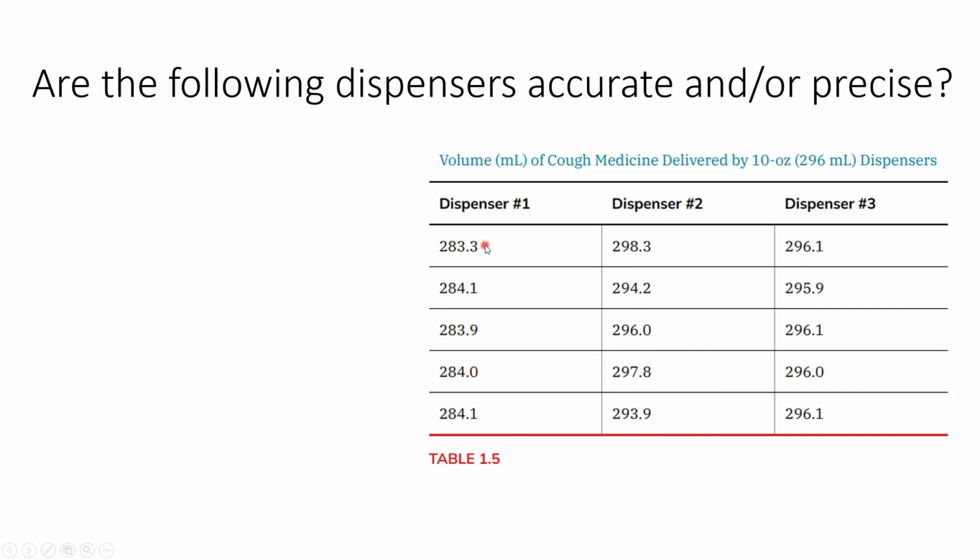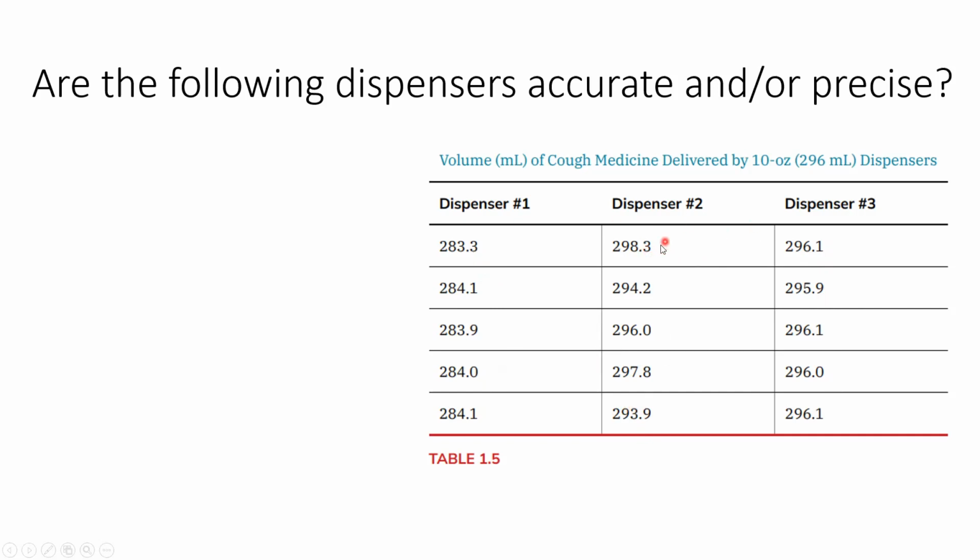you can see that the range in this case goes from 283.3 up to 284.1 that we have a couple times. So there's a 0.8 milliliter difference there. In this case, it's pretty much spot on the entire time. It's a 0.2 milliliter difference, 259.9 to 296.1. Whereas this one, 293.9 all the way up to 298.3. So that's a 4.4 milliliter difference. So in comparison, this one is not precise at all.